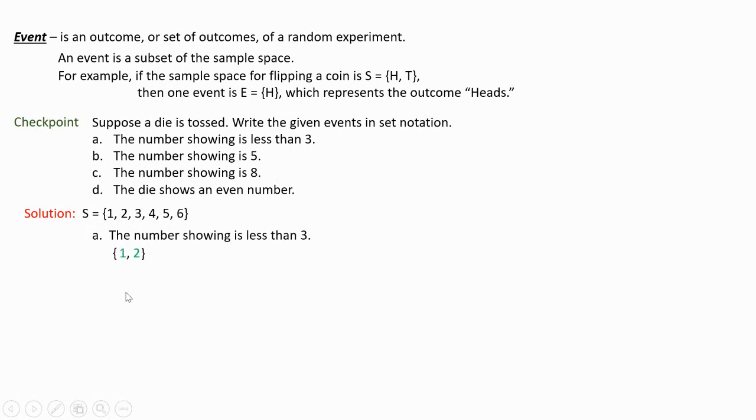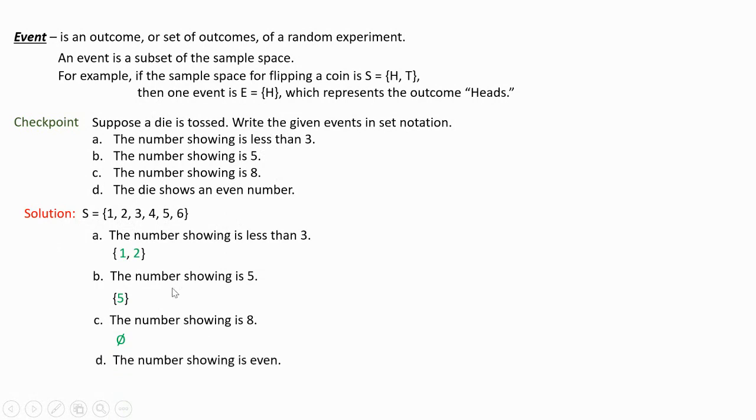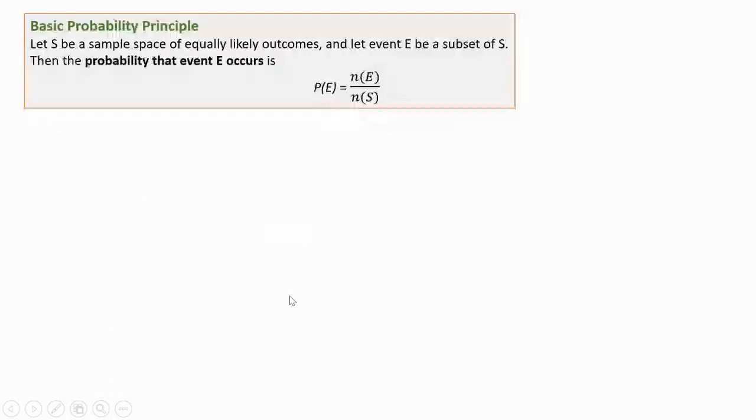Okay, that's my answer. For B, the number showing is 5, so it's going to be just 5 in there. See, the number showing is 8, right? It's going to be the empty set because it's only 1 through 6 for a die being tossed. The number showing is an even number, right? So even numbers are going to be 2, 4, and 6. So these are examples of the event, of this event to take place.